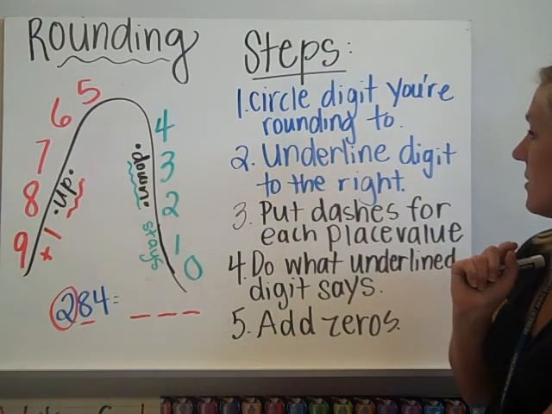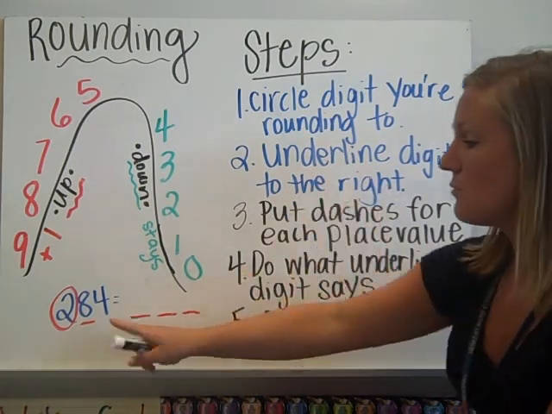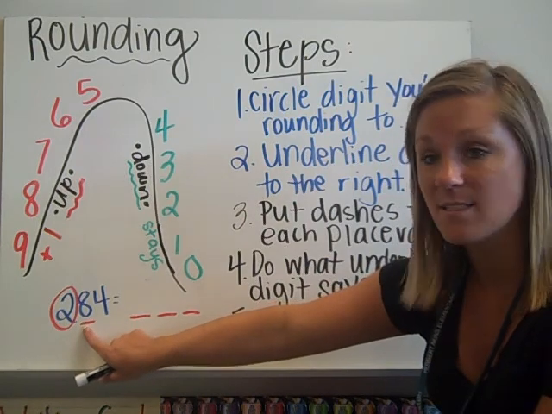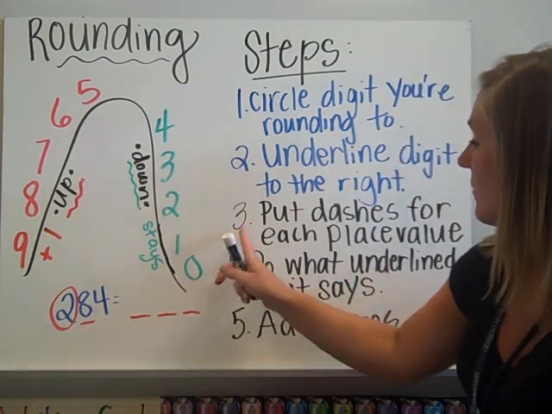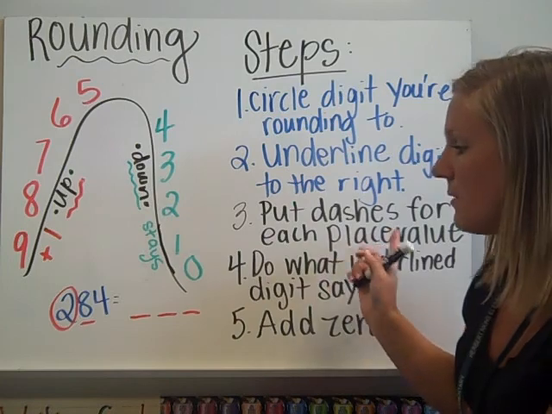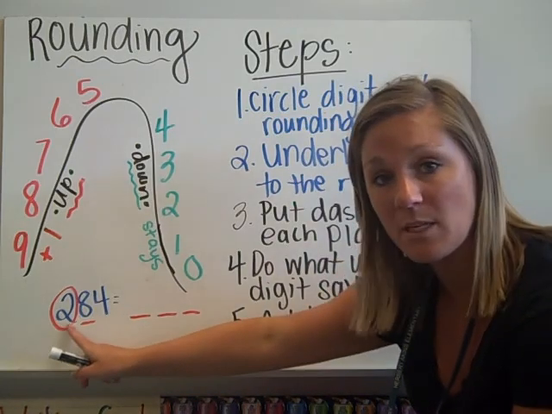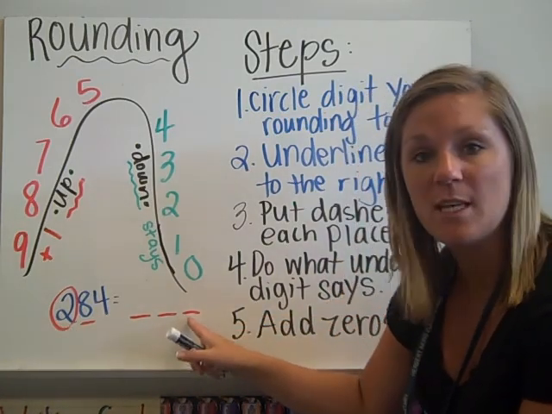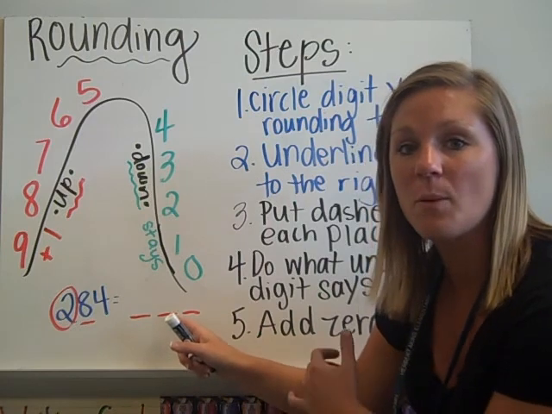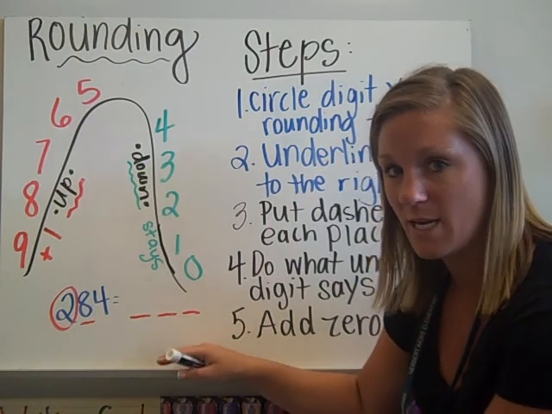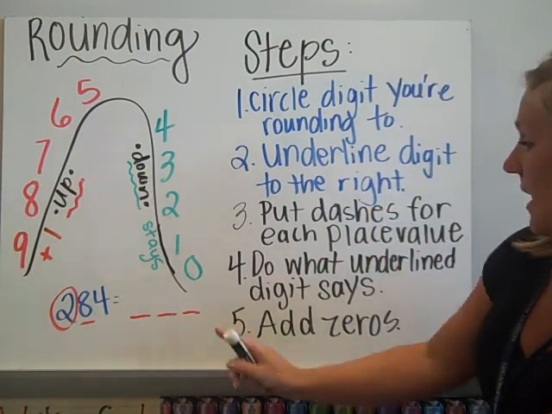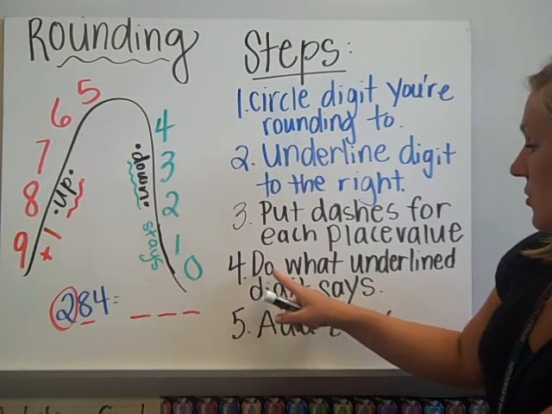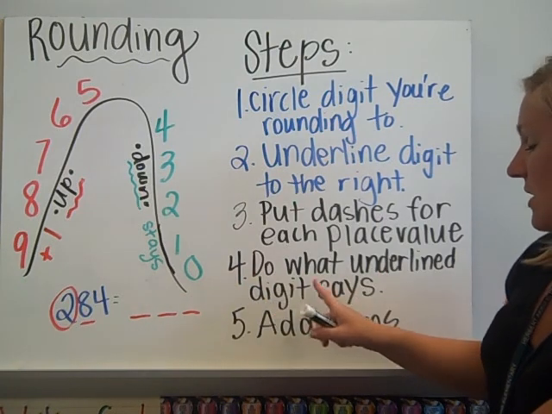Step 2 is to underline the digit to the right. So I did that. Step 3, put dashes for each place value. Well, I have 3 numbers, so I need 3 dashes in my answer. And this is just going to help remind me how many zeros I need to add. And then step 4 is do what the underlined digit says.